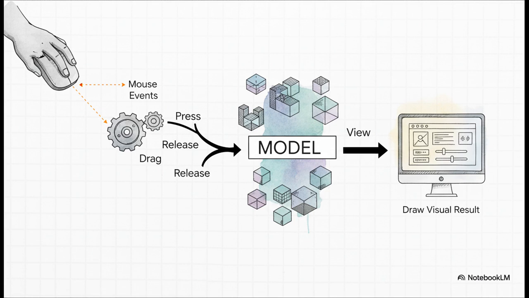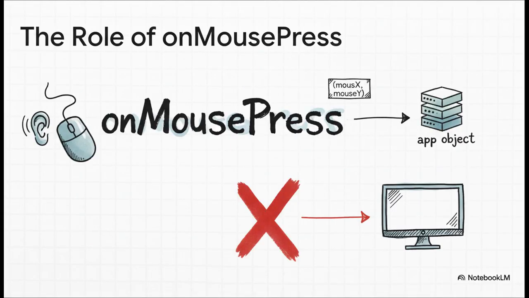Think of that app object as the brain that holds all our data. So this is super important. You have to understand the very strict job description for onMousePress. Its one and only job is to update the model. That is it. The big red X here is for real. It's probably the most important rule in MVC. The controller and functions like onMousePress can never, ever draw directly to the screen. It can only change the data.